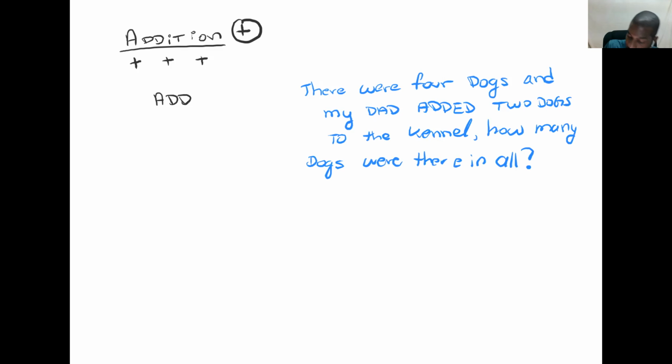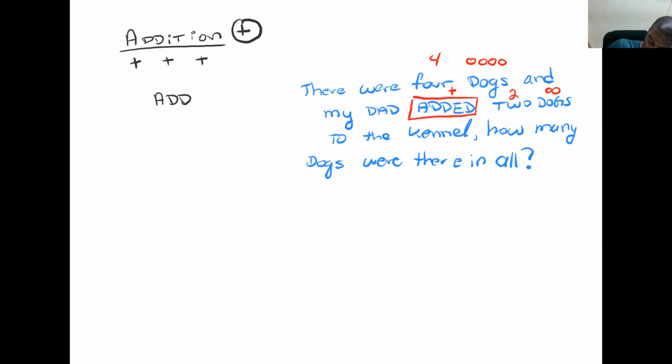So if I look back at this question, there were 4 dogs. What I would do is I'd start drawing a picture. Here are the dogs. I like to draw circles for everything. So 1, 2, 3, 4 dogs. And my dad came along and he added. Here's my keyword, added. He added, so what does that sound like? It sounds like addition. 2 dogs to the kennel. The kennel might be a little box. How many dogs were in there in all?